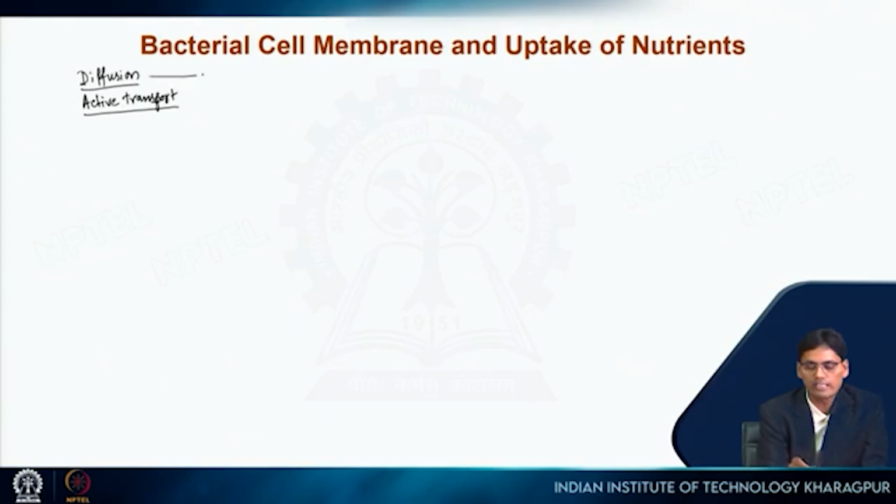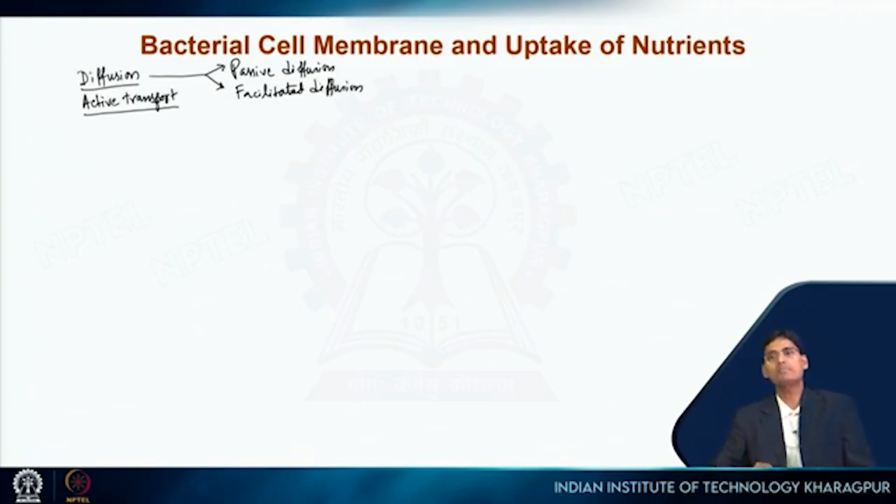So diffusion, particularly, here it can be passive diffusion and facilitated diffusion. Passive diffusion is only applicable for very selected material. For example, carbon dioxide and oxygen gases, they are dissolved in solution and can go through passive diffusion inside the cell or outside the cell, right? So this is passive diffusion.